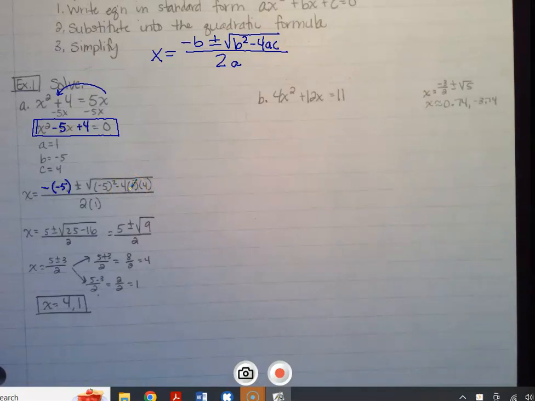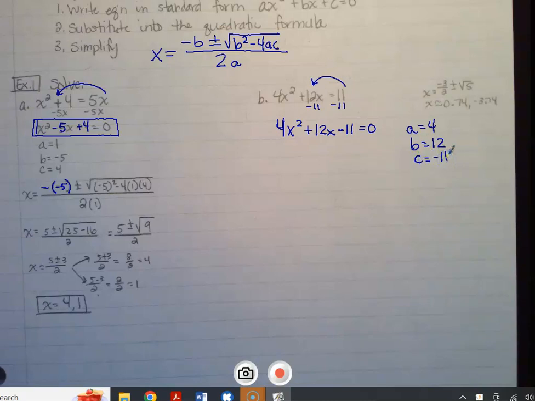Okay, let's actually do that to b. We'll look at the example we have in A, but let's actually do it in B so we can see how it goes. And we have the answer over there. So same thing, this 11 has to go over here. So we're going to subtract 11. So then we have 4x squared plus 12x minus 11 equals 0. All right, now we can identify all of the parts. So a equals 4. Our b value is the positive 12. And our c value is the negative 11.